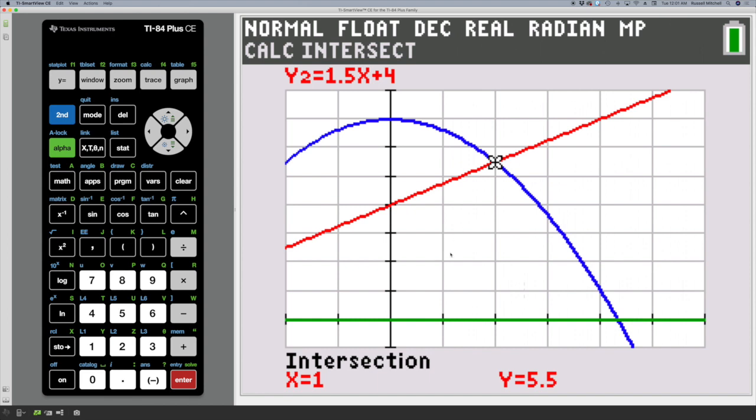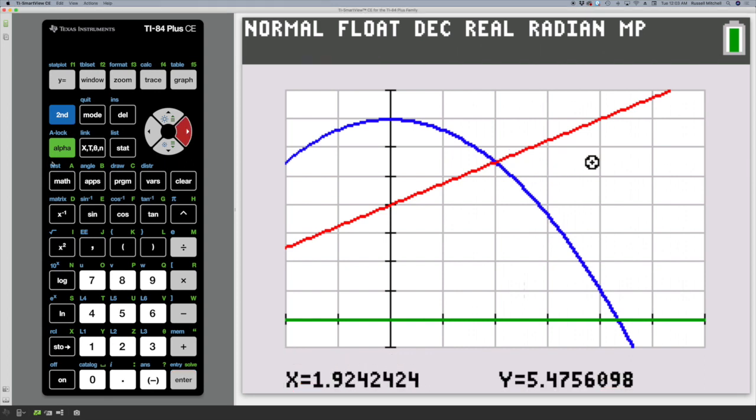All right, so we can go back to our paper and we can write that. And then we'll do the next one. We'll find this value right here. And then to find this x-intercept, we're going to move really close to over there. Let's press second.